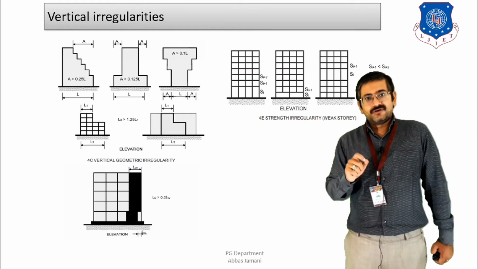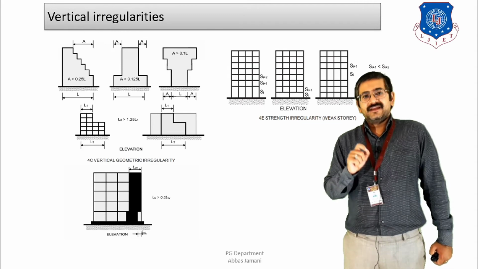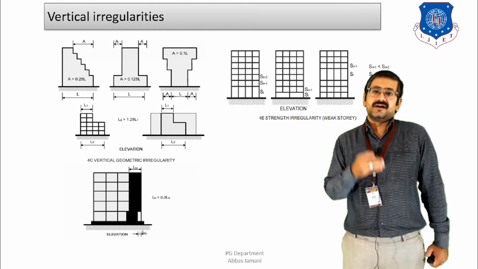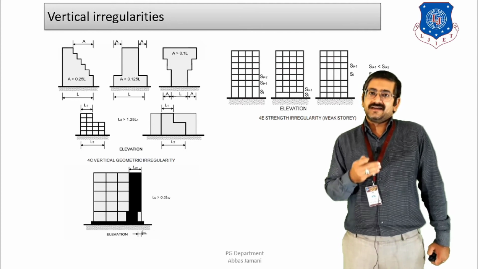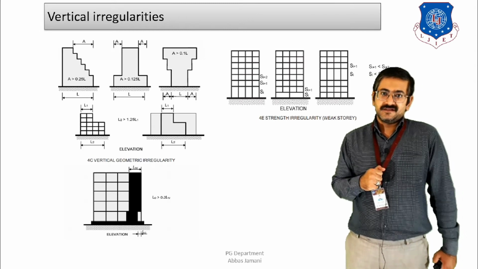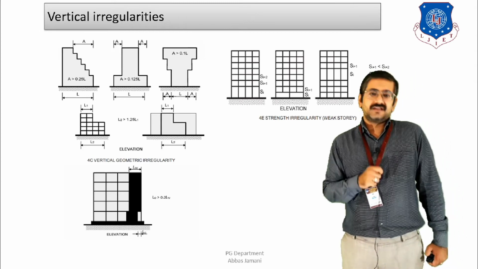And in lower zones, zone 2 and zone 3, the code in general says that this kind of discontinuity should be avoided wherever possible in the higher seismic zones, right? That is the fourth discontinuity that we have discussed, the in-plane discontinuity of the vertical element.